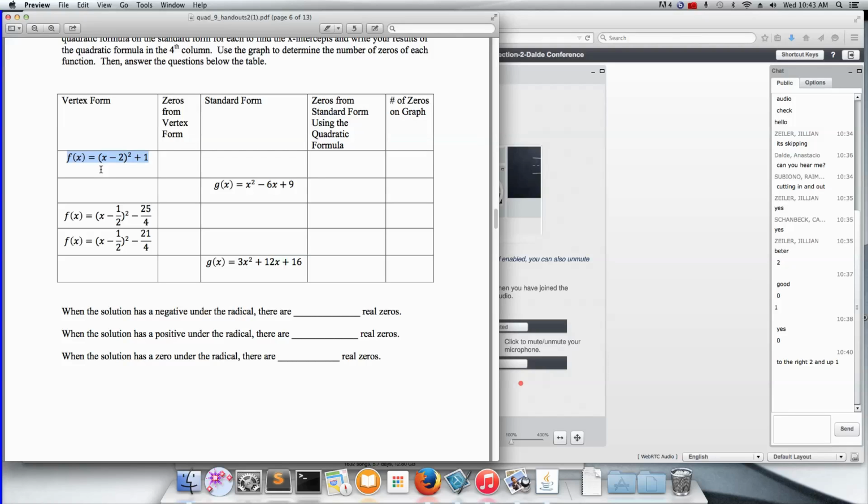How many times does it cross the x-axis? Can you guys think about that? Think of a parabola in your head, move it to the right 2, push it up 1 unit. How many times does it cross the x-axis? Does it cross twice, once, or no times?